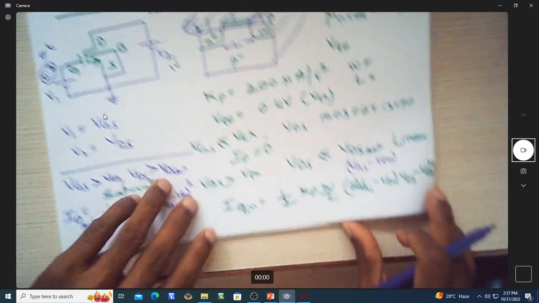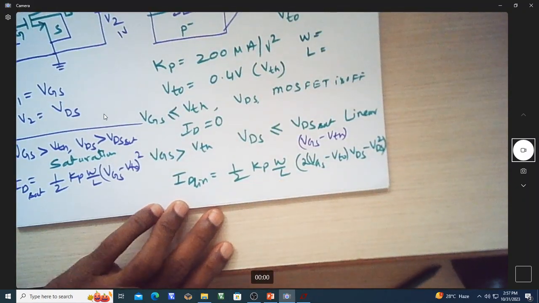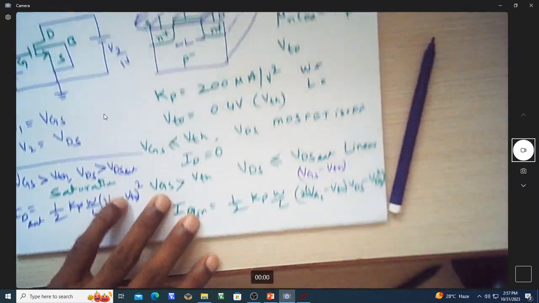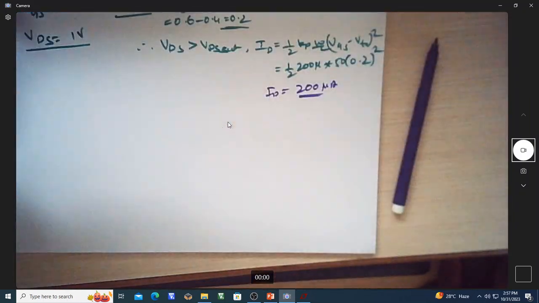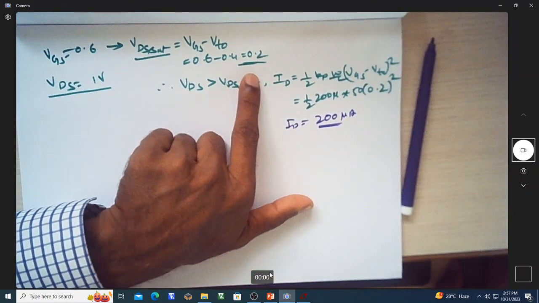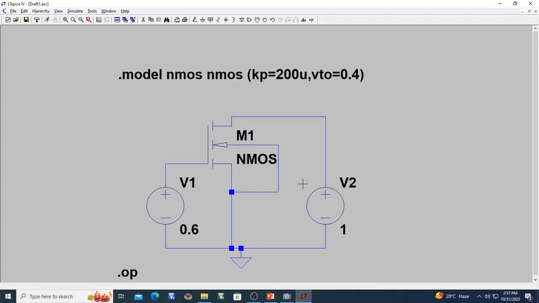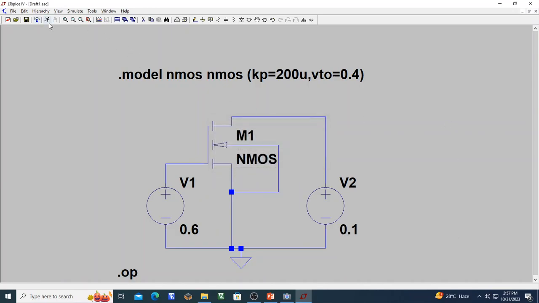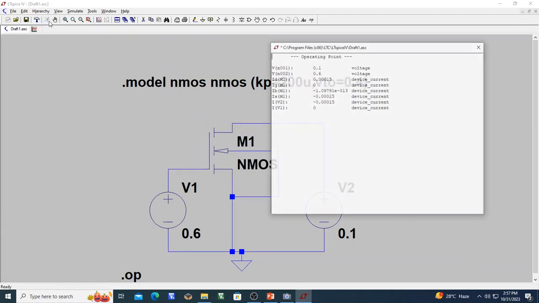Now let us consider the condition where VDS is less than VDS SAT. We know that VDS SAT is 0.2. Let me make this voltage less than 0.2. Let me make it 0.1. If I make it 0.1 and run this, now I'm getting a current which is 150 microampere. Let us see how I verify this.